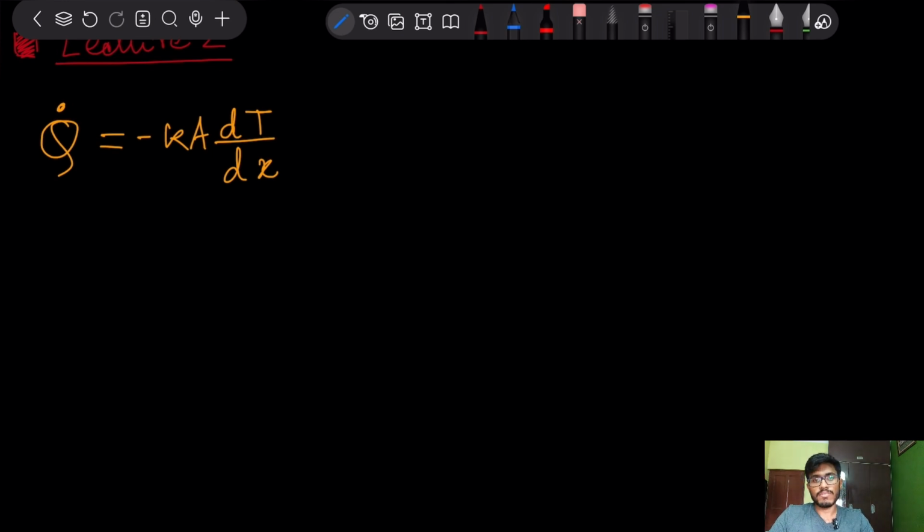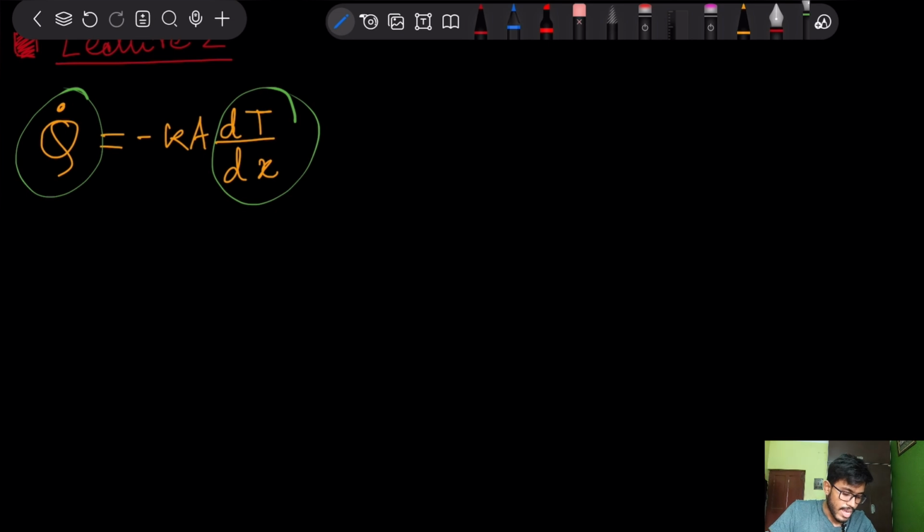what are the assumptions behind this equation? Then most of you will miss this word isotropic material. I will give you a mathematical proof of why I am inserting this new word isotropic. Now my question is that I have here the rate of heat transfer, and this is the temperature gradient, and Fourier's law is making a connection between these two.